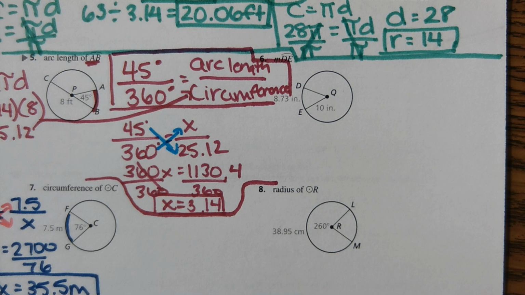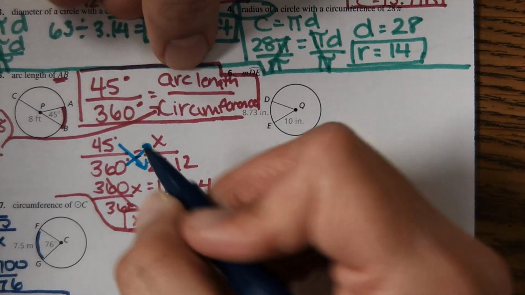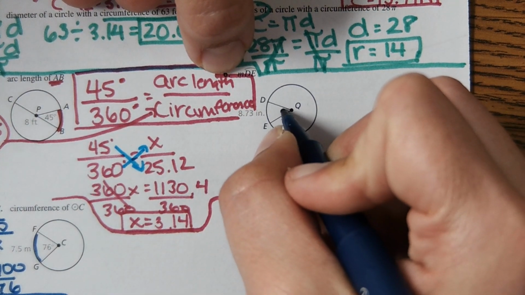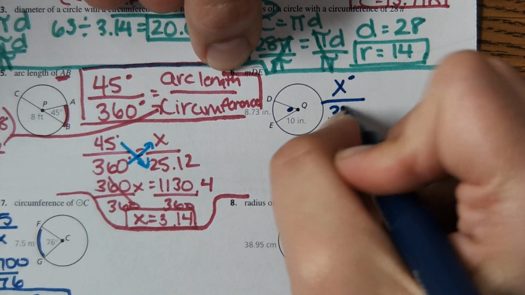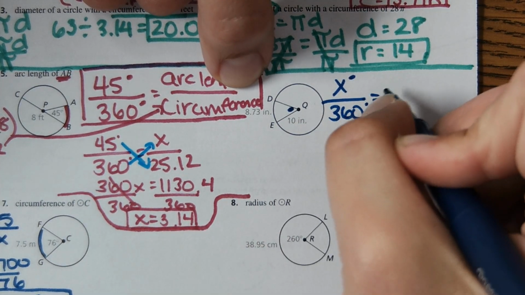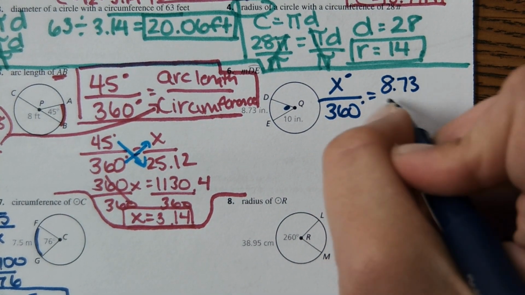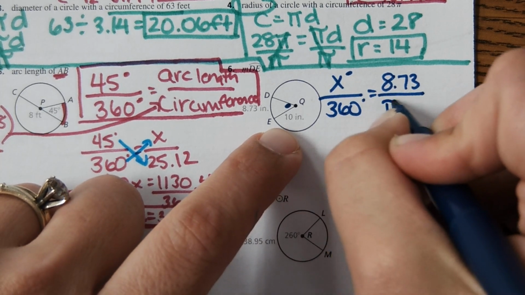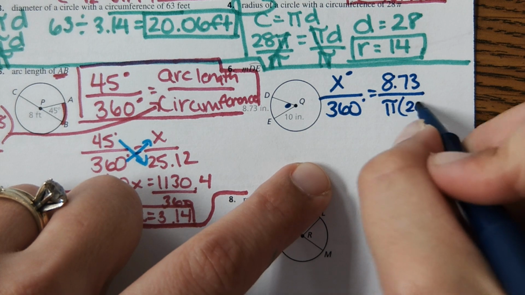Okay, this one over here, number 6. Slightly different problem, but again, same equation. It wants to know the measure of the arc DE, so like what the degrees are right here. So it's going to be x degrees over 360 equals arc length, which is, oh, let's see. Okay, we're good. Okay, arc length is 8.73. I was second guessing myself for a second. Over circumference. Circumference is pi times diameter. It shows radius is 10, so diameter would be 20.